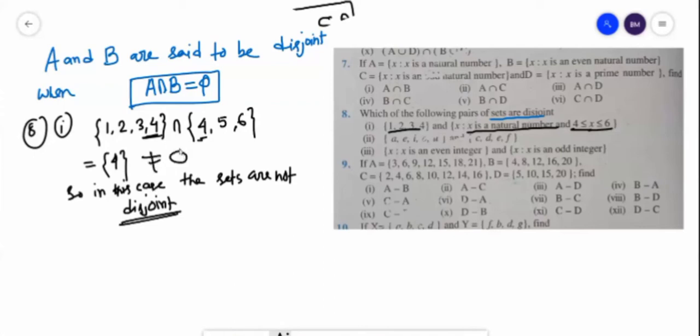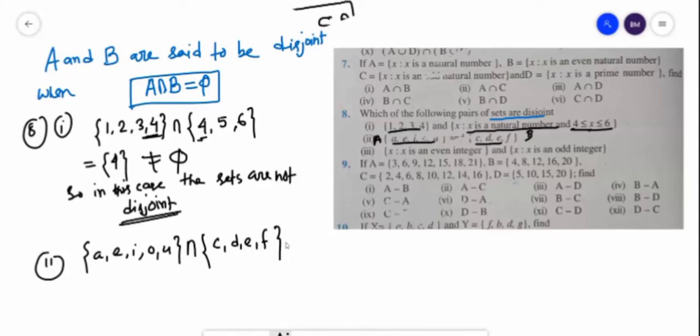Number 2, the sets A, E, I, O, U and C, D, E, F. Assume the first one is A and the second is B. The intersection of A, E, I, O, U with the second set C, D, E, F is equal to the element E, which is not equal to phi, and which implies they are not disjoint. If it is equal to phi, then they will be disjoint.